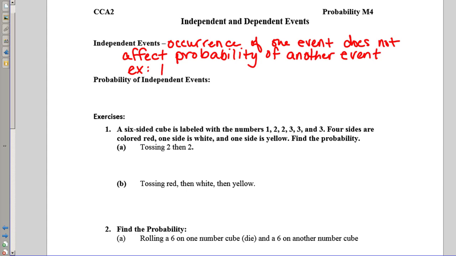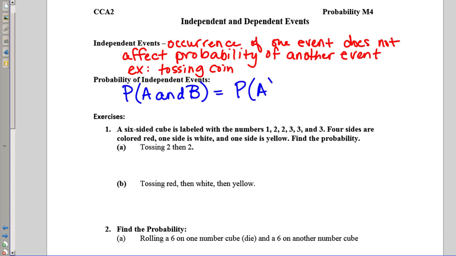So if I flip a coin, a fair coin, and we're saying that heads and tails are equally likely to occur, it doesn't matter how many times I flip that coin, I always have the same probability of getting heads, which would be 1/2. Okay, the probability of independent events is the same as the probability of A and B, and that's equal to the probability of A occurring times the probability of B occurring.